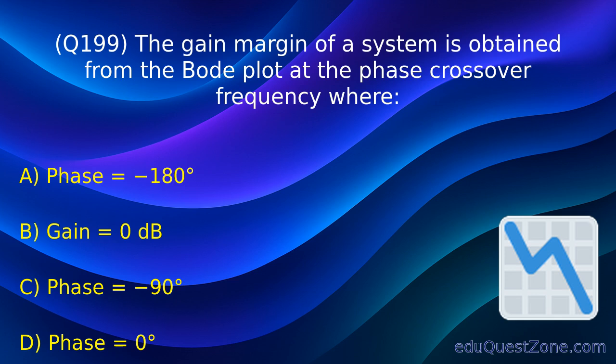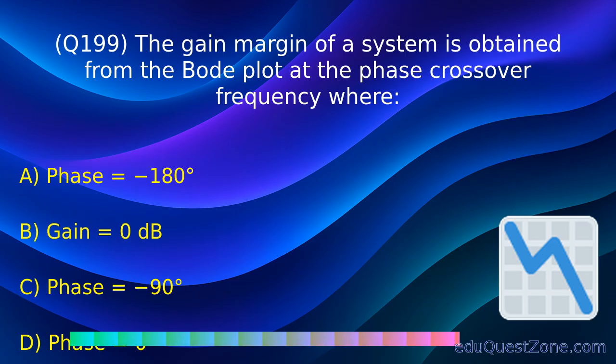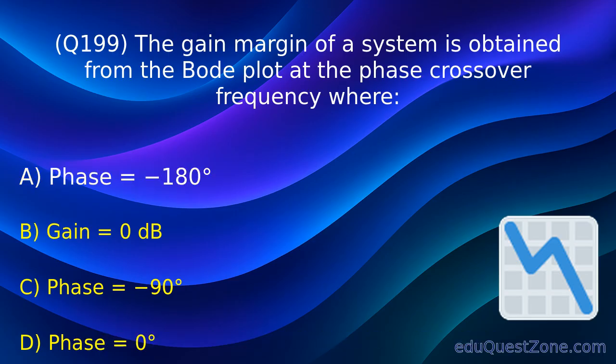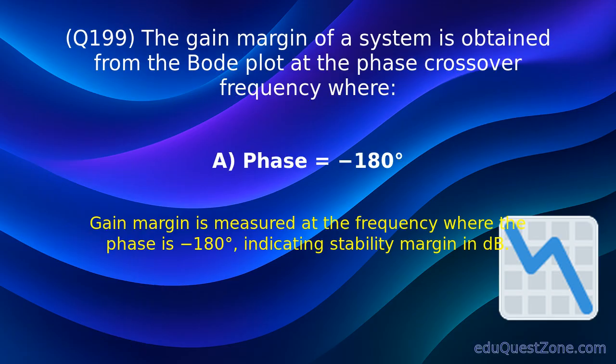Question 199. The gain margin of a system is obtained from the Bode plot at the phase crossover frequency where... Option A, phase equals minus 180 degrees. Gain margin is measured at phase equals minus 180 degrees.